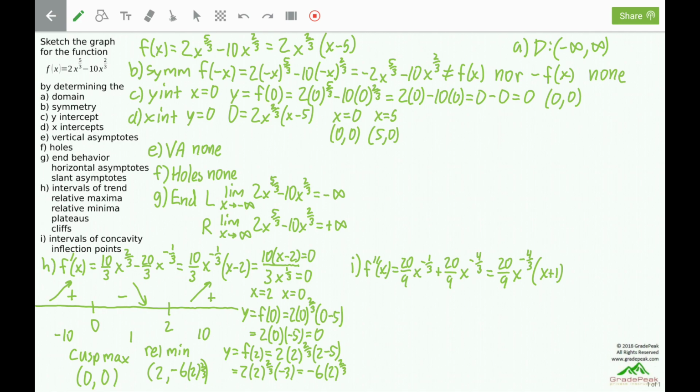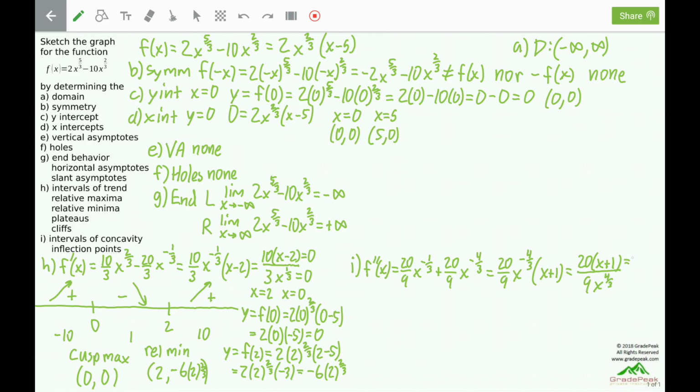We need the second derivative to have all powers be positive, so we're going to move the x to the -4/3 to the denominator. The 20 will stay in the numerator, so will the x plus 1. In the denominator, we will have the 9, and the x to the negative 4/3 will move down to become x to the positive 4/3. So we have the second derivative written as a single fraction. All powers are positive. It's fully factored.